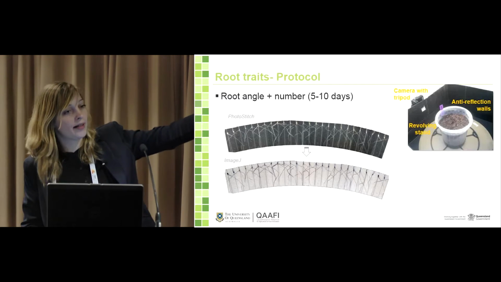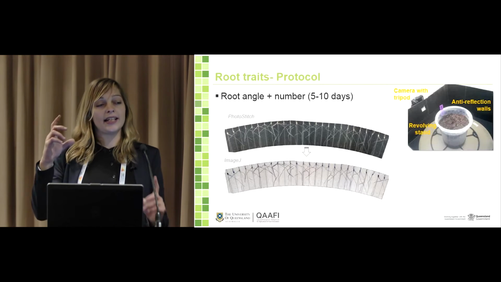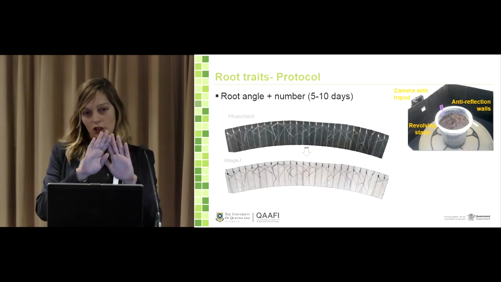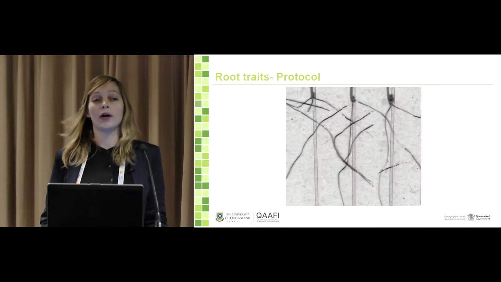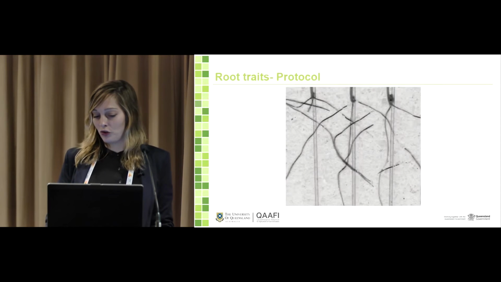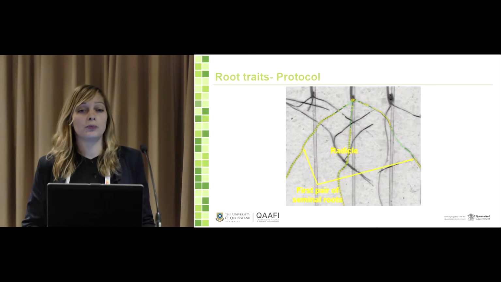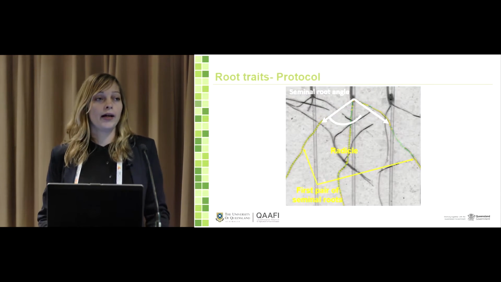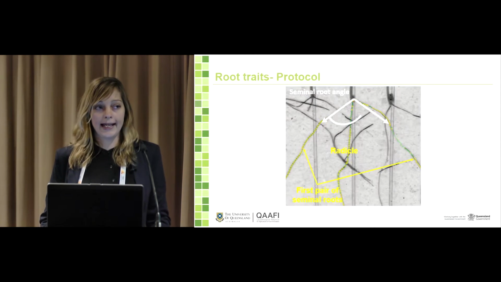So this is the system that we developed. It's a revolving stand, and we take a picture of each individual plant, and then we stitch all the pictures together. This is an example of one individual plant. The first challenge is to identify the different roots, so you have the radicle and the first pair of seminal roots. Then using software, ImageJ, we are able to calculate the angle.